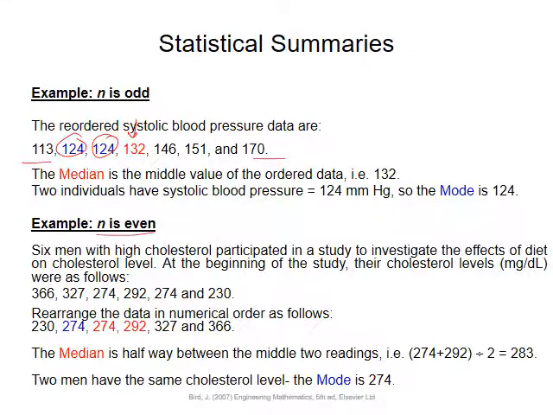Another example, if n is even. Let's say we have an even number of samples. Example, these 6 men with high cholesterol. This is their measured cholesterol. Now we arrange these numbers from the lowest to the highest. The median is the middle, so we add items number 3 and 4, as you can see here, and divide by 2. It gives me the median, because this is the middle.